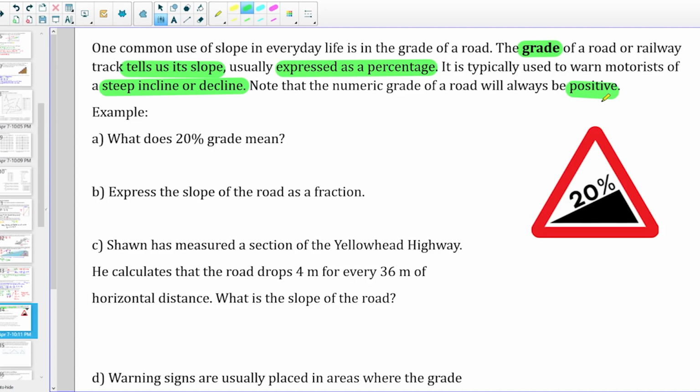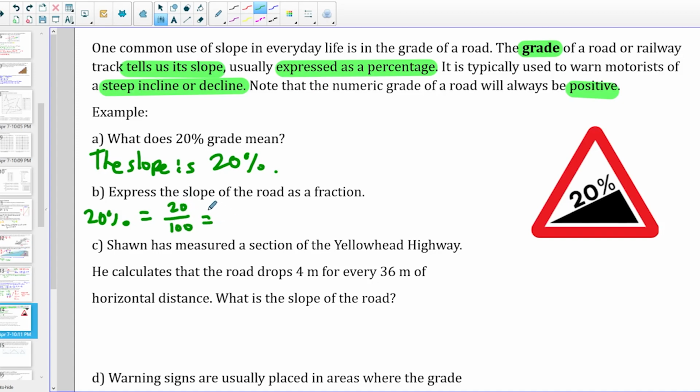So first of all, we're going to look at what a 20% grade means. We actually already know the answer. A 20% grade really just means that the slope is 20%. How can we express this slope as a fraction? Well, we know that 20%, if you want to turn that into a fraction, is the same thing as 20 over 100. And since we want to always reduce to lowest terms, 20 over 100, we can reduce to 1 over 5 by dividing both the top and the bottom numbers by 20.